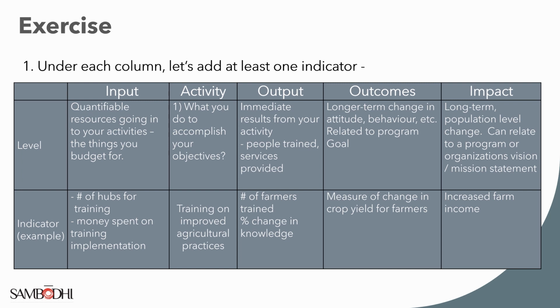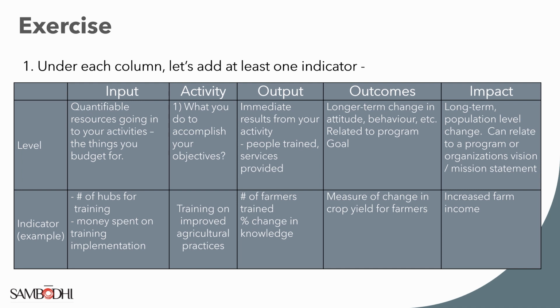When I go back to my output, how will my crop yield increase? Because I trained more farmers and they started implementing the practices for increasing the crop yield. So my output here is the number of farmers trained, the number of trainings conducted, change in the level of awareness of farmers on practices. Again, my activity was the training on improving agricultural practices. So number of trainings held can also be that way.